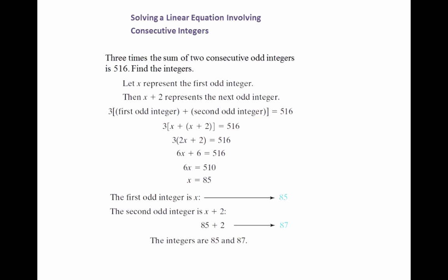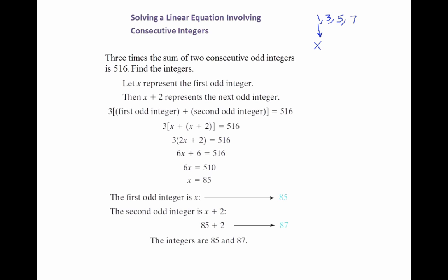Solving a linear equation involving consecutive integers. 3 times the sum of 2 consecutive odd integers is 516. Well, let's understand what consecutive odd integers are. If I have 1, 3, 5, 7, these are consecutive odd integers.